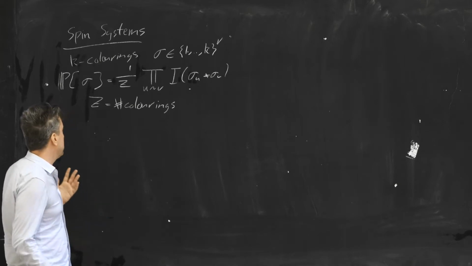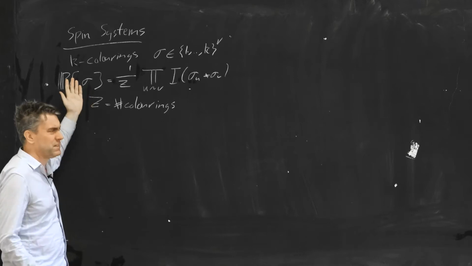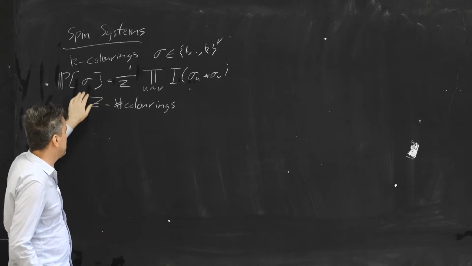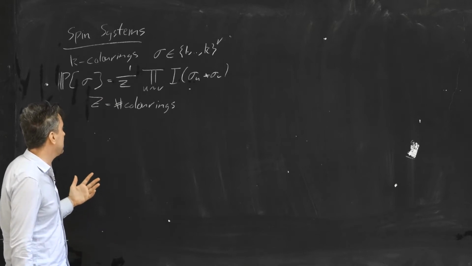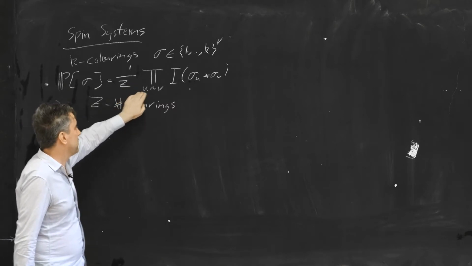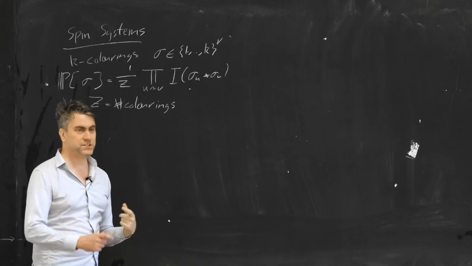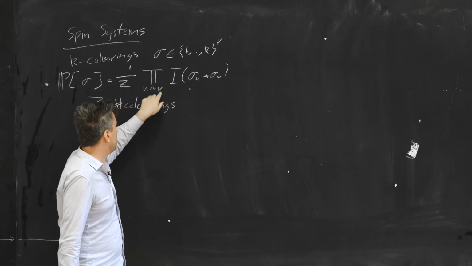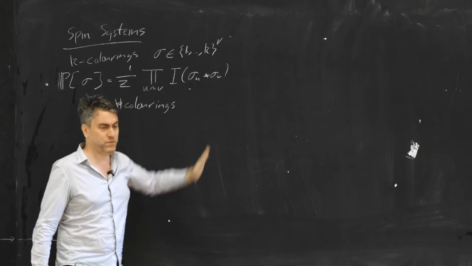So we could write a uniformly random coloring. The probability of that is just the uniform distribution, the indicator that it is a coloring. But I could write it as 1 over the total number of colorings, and then write the indicator as the condition of each of the constraints: product over all u next to v of indicator sigma u is not equal to sigma v.